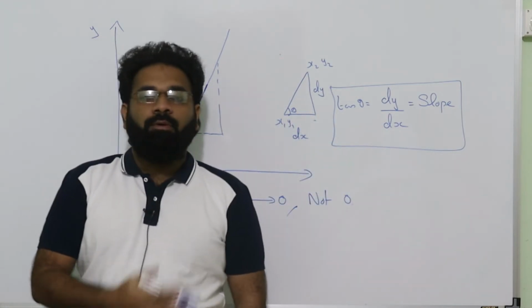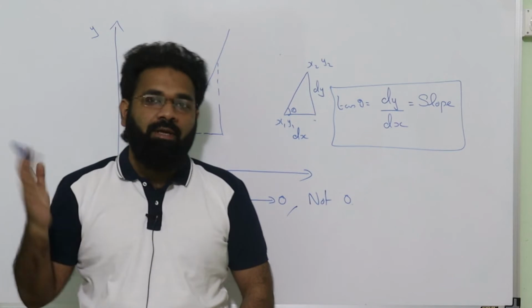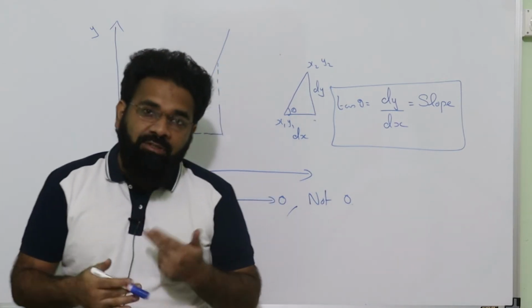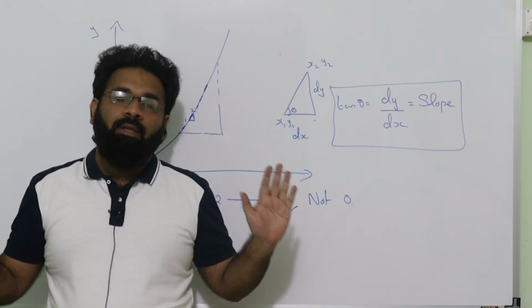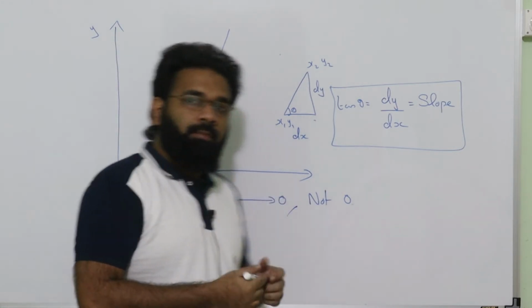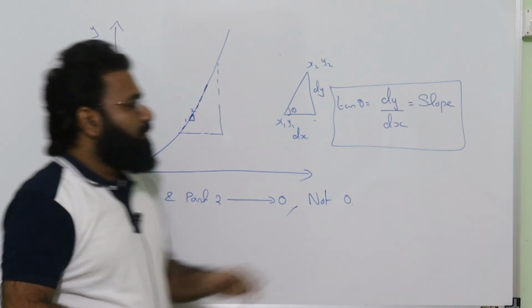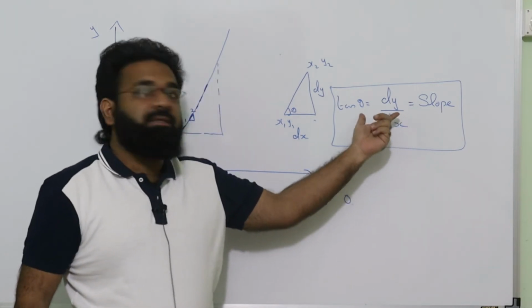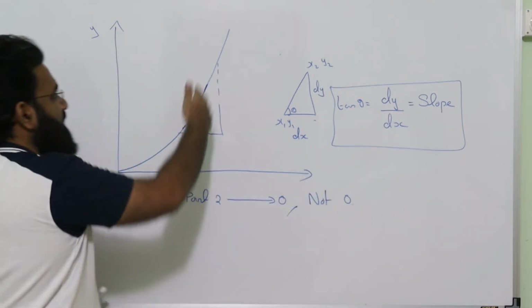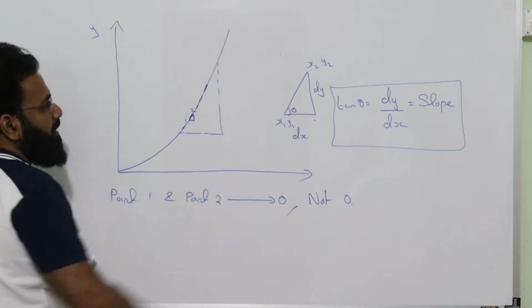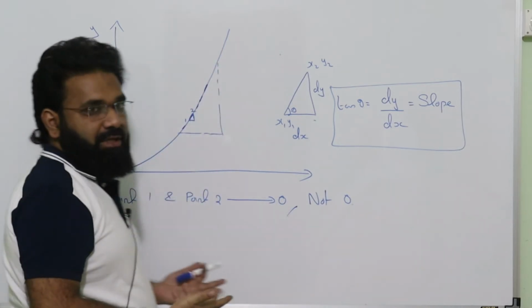Why do we need slope? You should understand the importance of finding slope. Finding the rate of change of anything is nothing but finding slope. On the y-axis and x-axis, when we say dy, it is nothing but the change from y1 to y2, and dx is the change from x1 to x2.